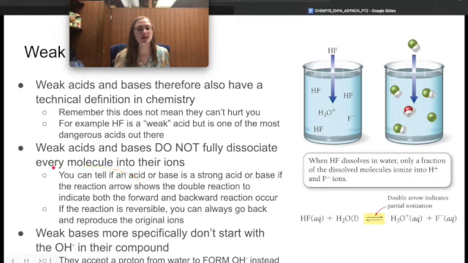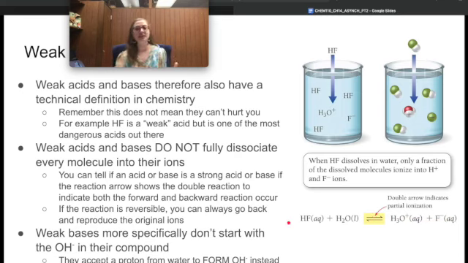So you can tell if an acid or base is a weak acid or base if the reaction arrow shows that double reaction indicating a forward and backward reaction occur. This should say weak. I apologize. So this should say weak. So you can tell if an acid or base is a weak acid or base if the reaction arrow indicates that double reaction arrow that shows that it could go forward or it could go backward.